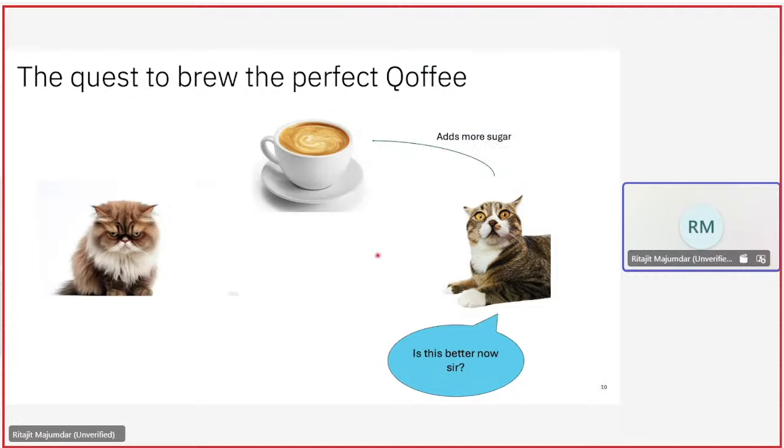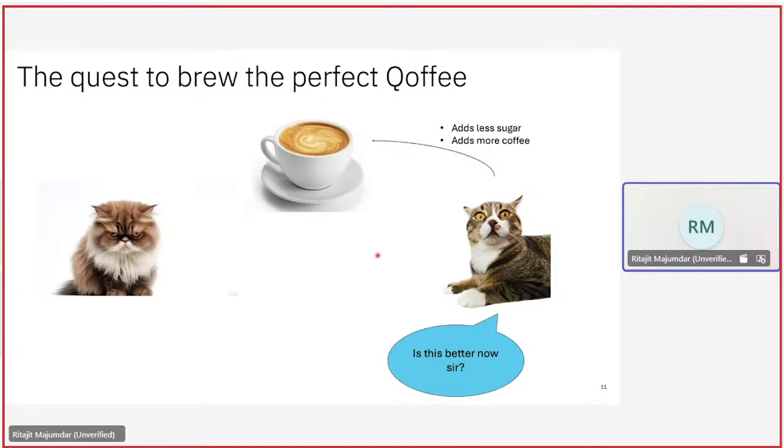So we can add more sugar. Say the host goes and adds more sugar, prepares a new cup of coffee where he adds more sugar than the last time and asks, sir, is it better now? The host says, this is worse than before. So what you realize from here is that this guy does not like more sugar, right?